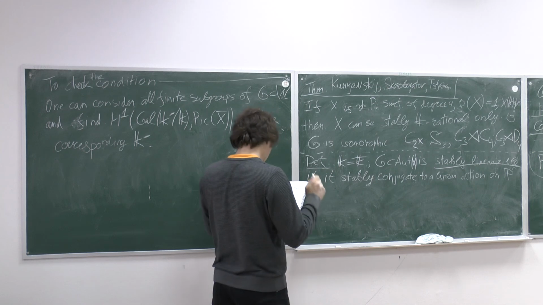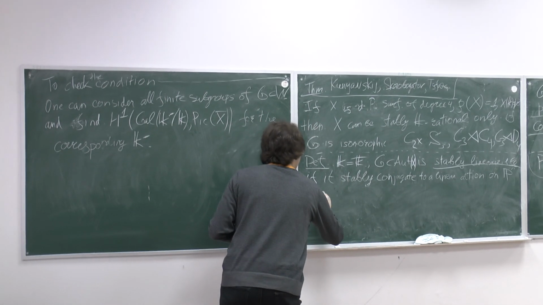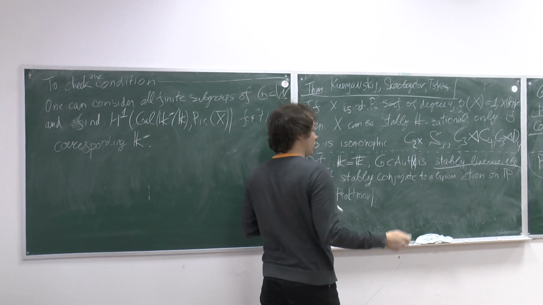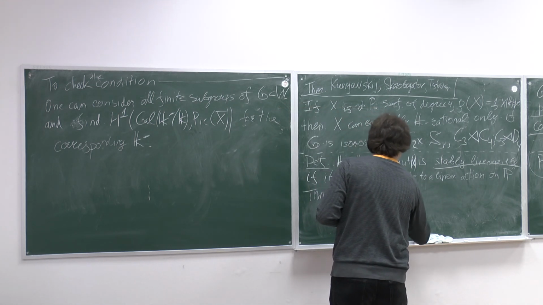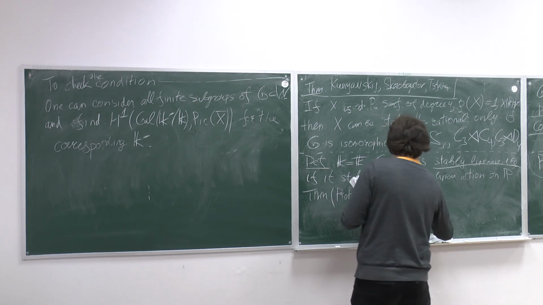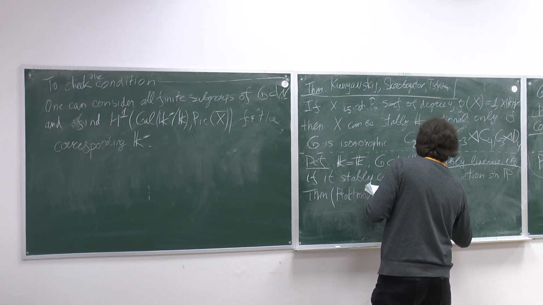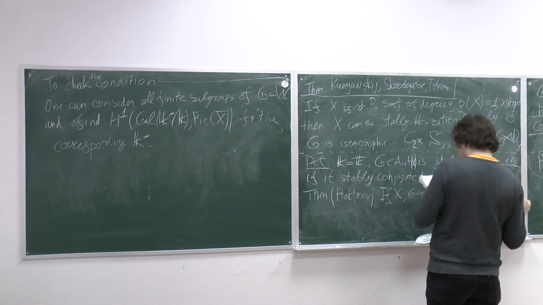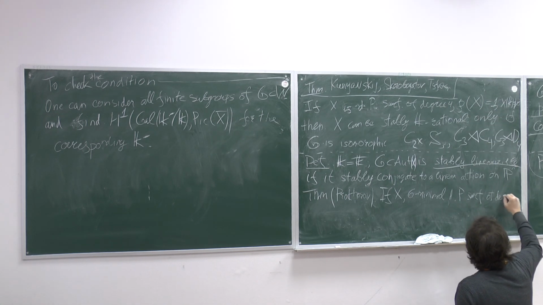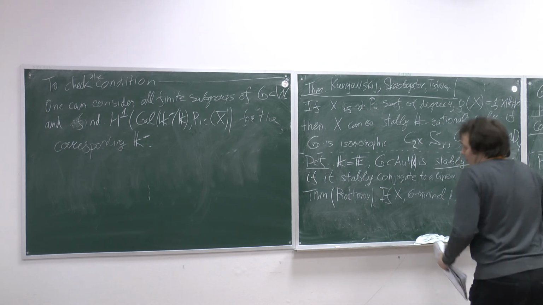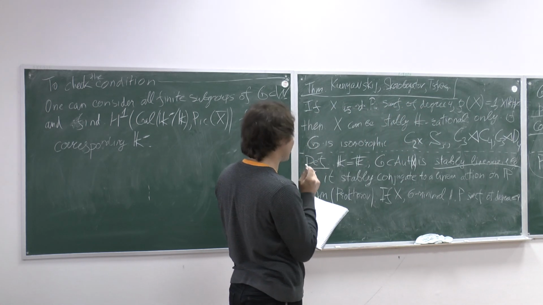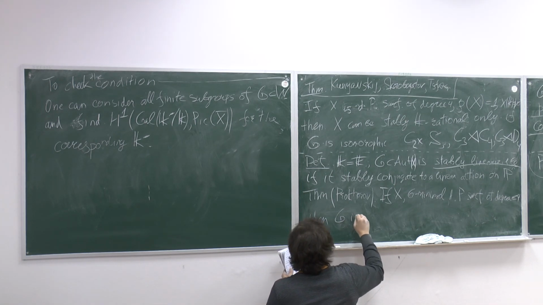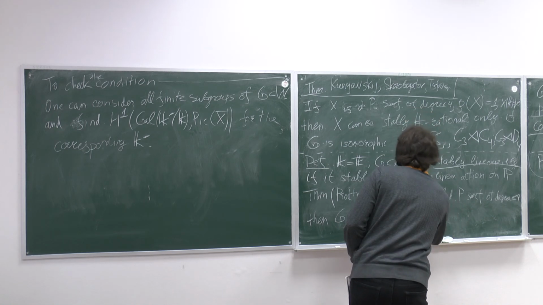What does the result of Yuri Prokhorov say? The theorem: if X is G-minimal, a G-minimal del Pezzo surface of degree 4 or less, then G is stably linearizable, where the Picard number is 1.